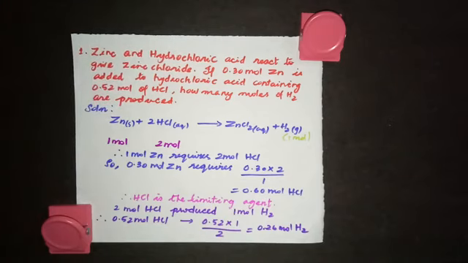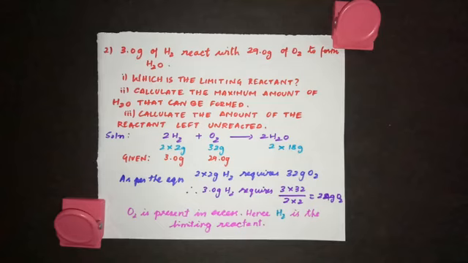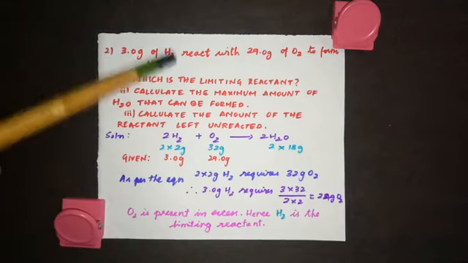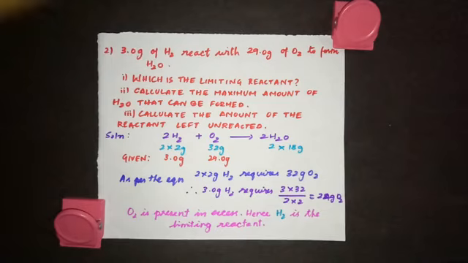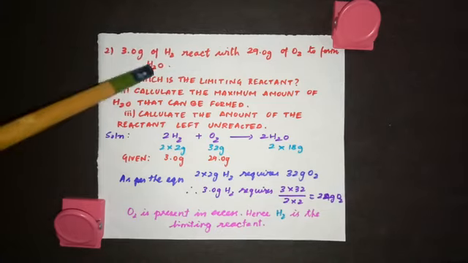Now let's try with one more example. So now the question is 3.0 gram of H2 reacts with 29.0 gram of O2 to form H2O.